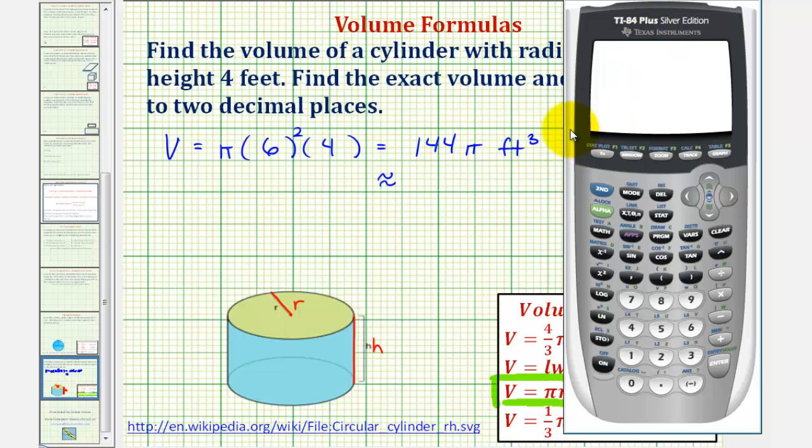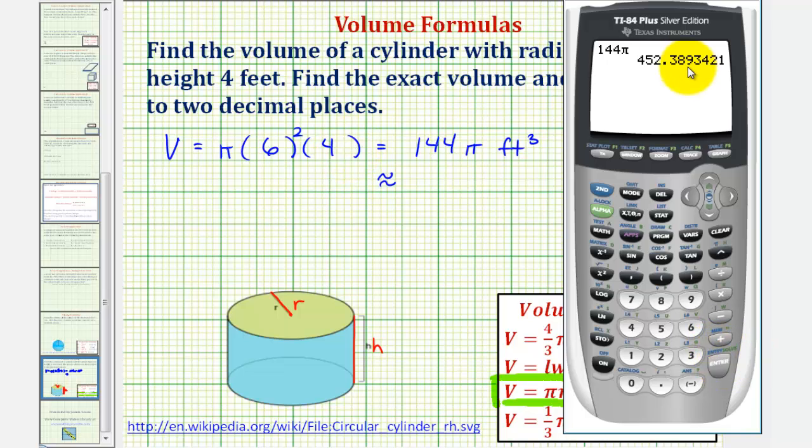It is common to use an approximation of 3.14 for pi, but this calculator does have a pi key, which will be more accurate, so I'm going to use the pi key. So I'll enter 144, and then second exponent, or second caret here, brings up the pi key, and then enter.